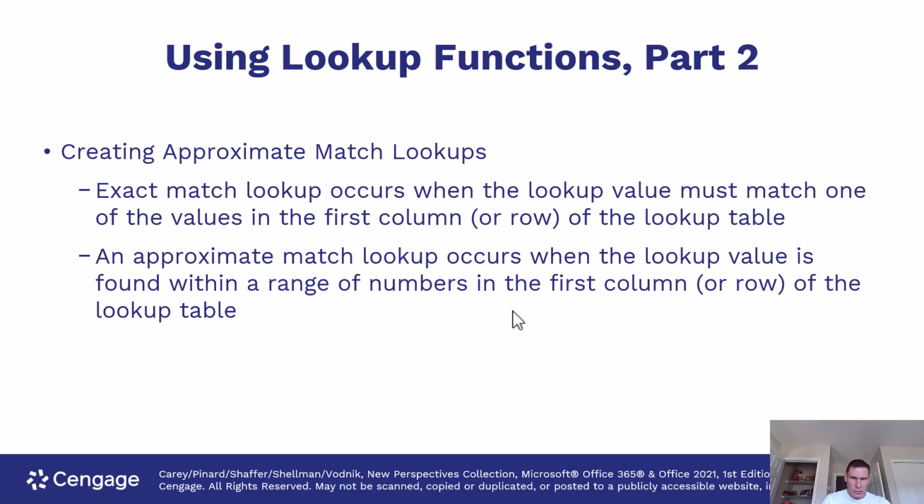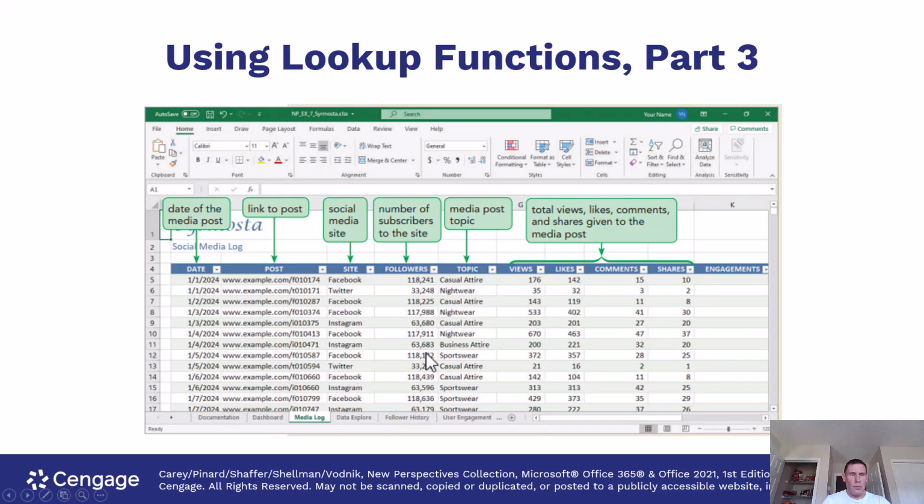The exact match lookup occurs when the lookup value must match one of the values in the first column or row of the lookup table. An approximate match lookup occurs when the lookup value is found within a range of numbers in the first column or row of the lookup table.